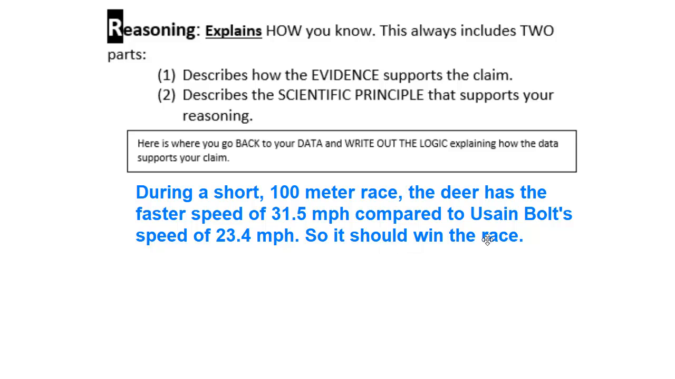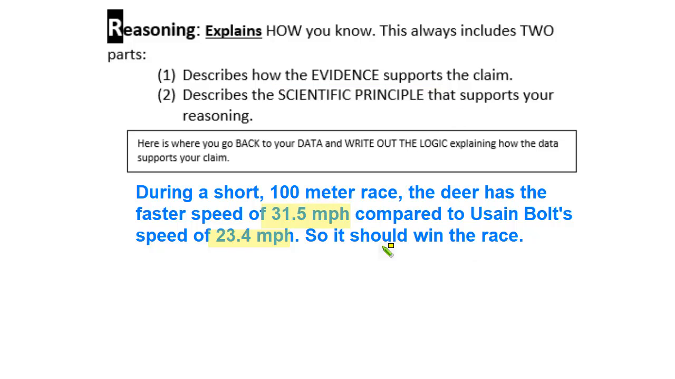So it should win the race. So here's where I'm using my evidence, the speeds, and I'm explaining that the faster the speed of the deer means it should win the race. Now, the other part is scientific principles.